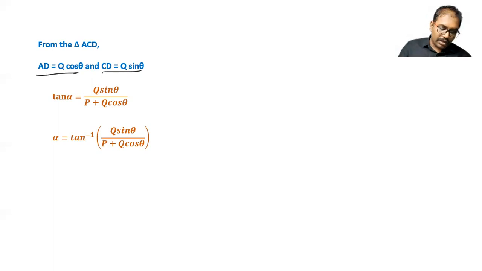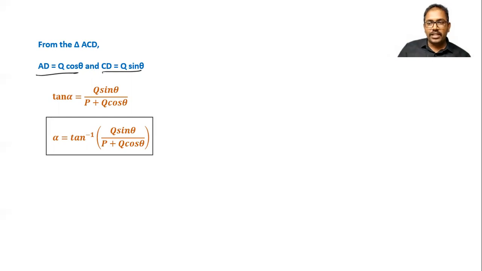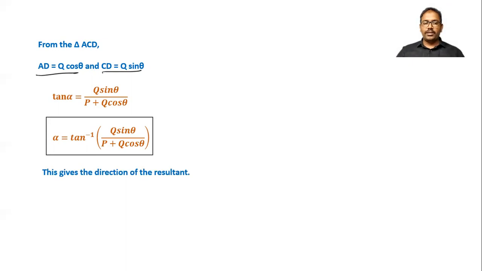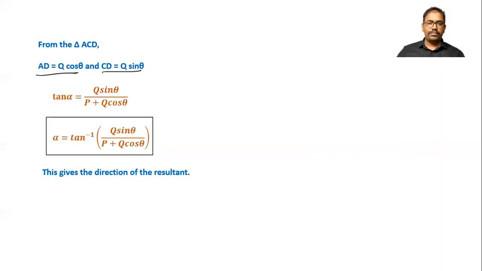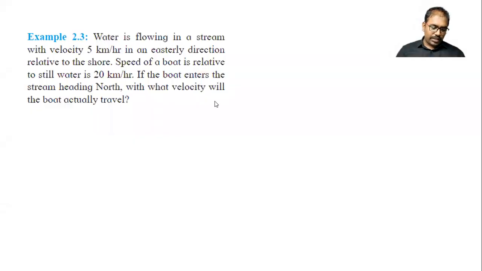Then we have to write the formula for alpha. So tan we can shift to that side, so it is tan inverse. So alpha is equal to tan inverse of Q sin theta divided by P plus Q cos theta. And this is the expression for direction of the resultant. As we find this angle alpha, we get the direction of the resultant in the parallelogram method.